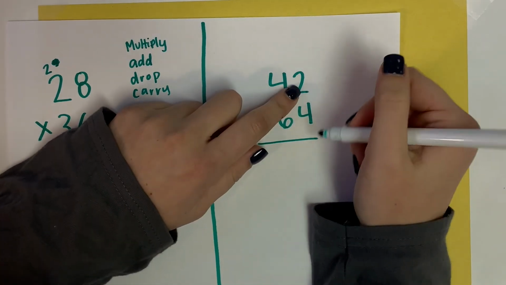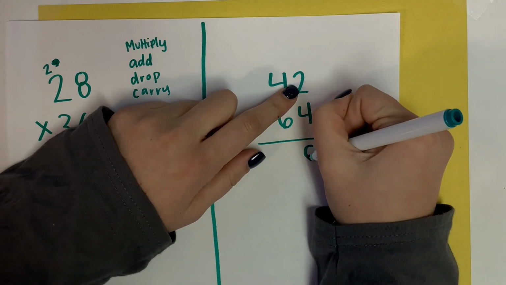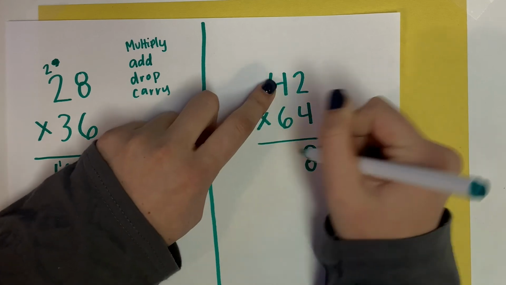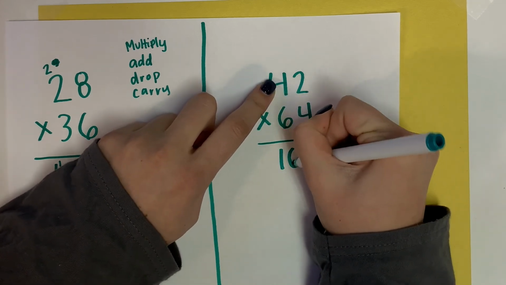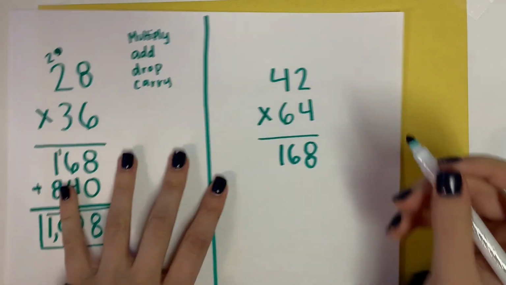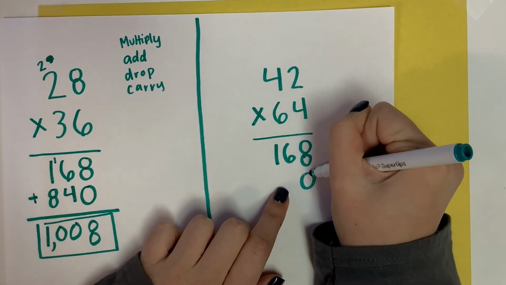4 times 2 is 8. I don't have anything to add, nothing to carry. 4 times 4 is 16. I'll drop the 16 because there's nothing left to carry. Now I'm working with 60, so I'm going to put my 0 here for that 10.